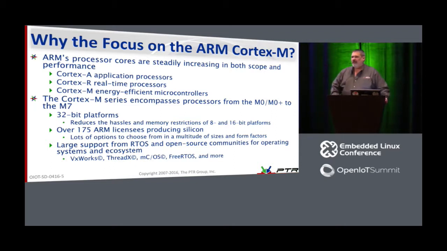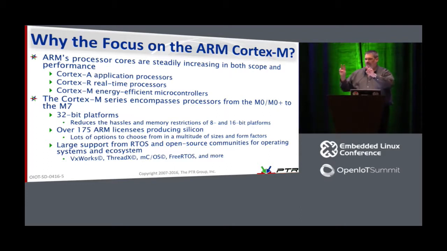Cortex-A are application processors. These are the ones that you find typically in your cell phone. These are going to be Cortex-A15s, Cortex-A8s in the case of the BeagleBone Black, Cortex-A9s in the case of the new Raspberry Pis. Then there are the Cortex-R series platforms.